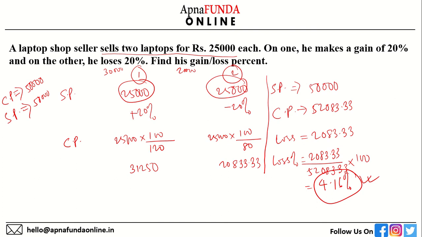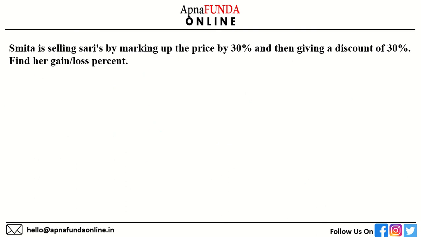I hope you have followed along with me. Next question. Smita is selling sarees by marking up the price by 30% and then giving a discount of 30%. Find her gain or loss percent. It's a simple question.